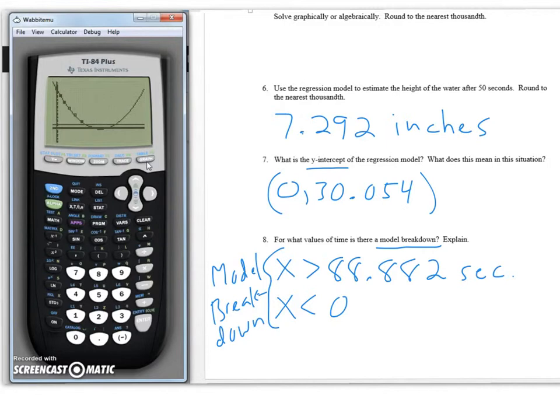So I hope this video helped you to understand quadratic regression a little bit better, and now you can try the quadratic regression project. Good luck!